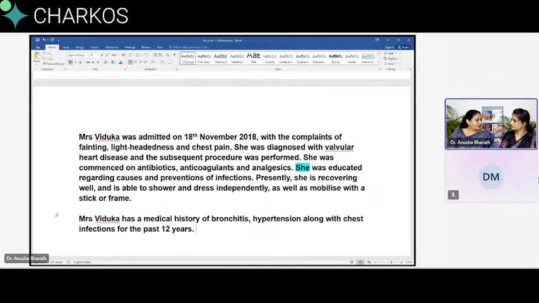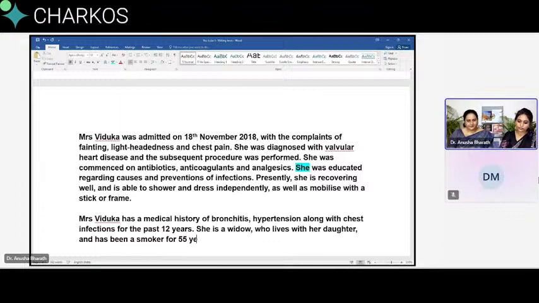Now we have to write about our social background. We have come to know that she is a widow. We can mention that she is a widow who lives with her daughter. And very importantly, we have to tell that she is a smoker. After daughter, put a comma and say and has been a smoker for the past 55 years. 55 years is a very long time. Has been a smoker for 55 years. Yes, it's simple. It's done.